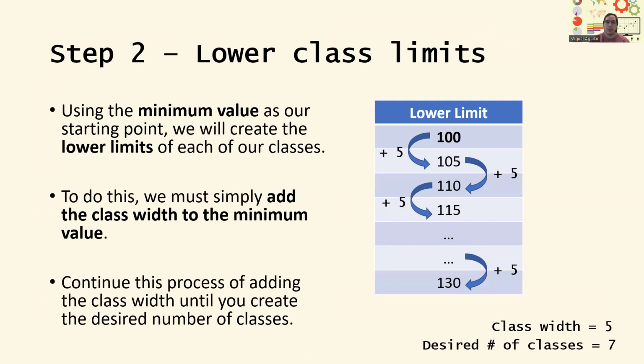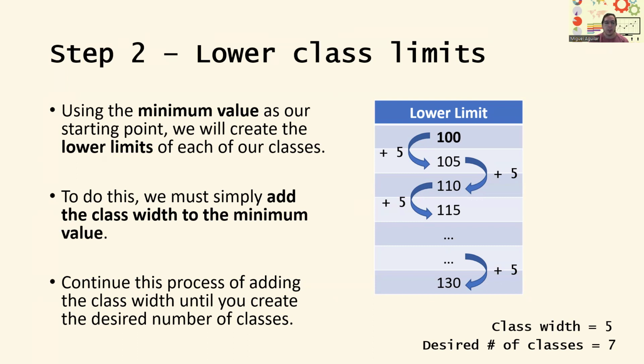The second step, once we have the class width, is to find the lower class limits. Okay. So the way we're going to start this off is by first using the minimum value as our starting point. And then we're going to create the lower limits of each of our 7 classes. To do this, all we need to do is simply add the class width to the minimum value, and then continue that process of adding the class width to the next limit that we create until we have the lower limits for 7 of these classes that we're creating.